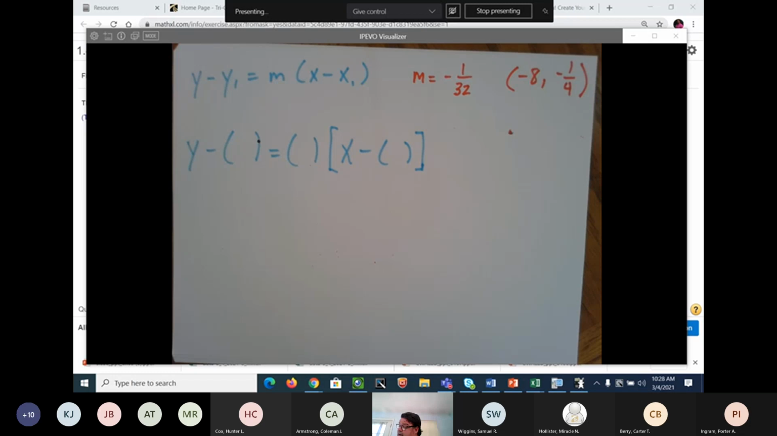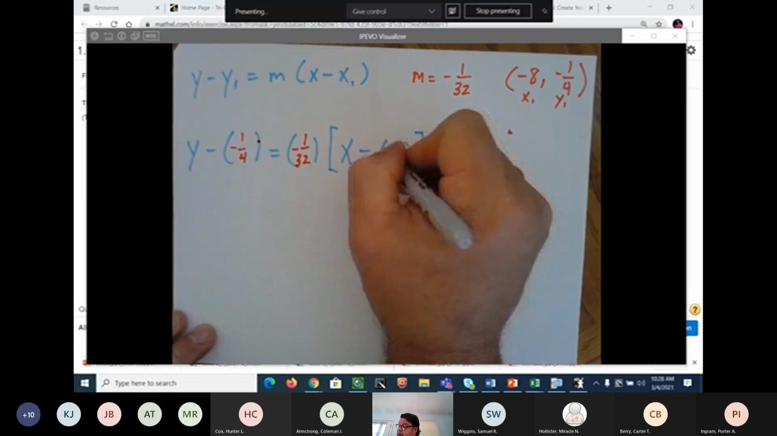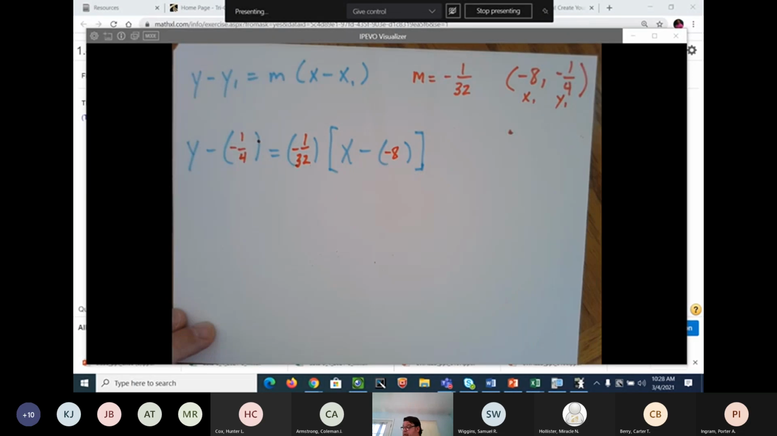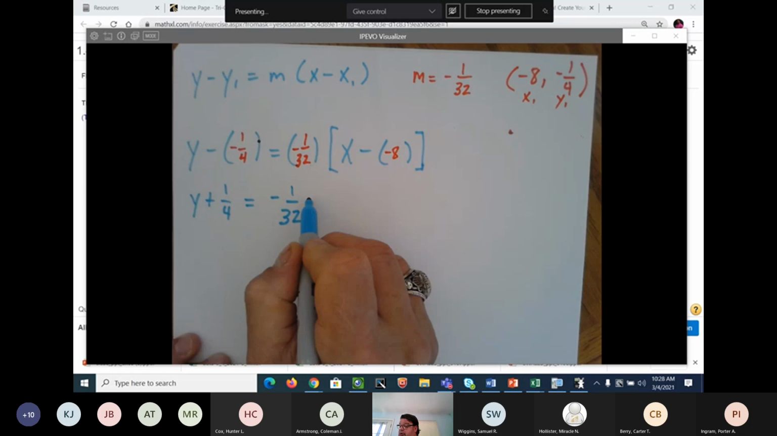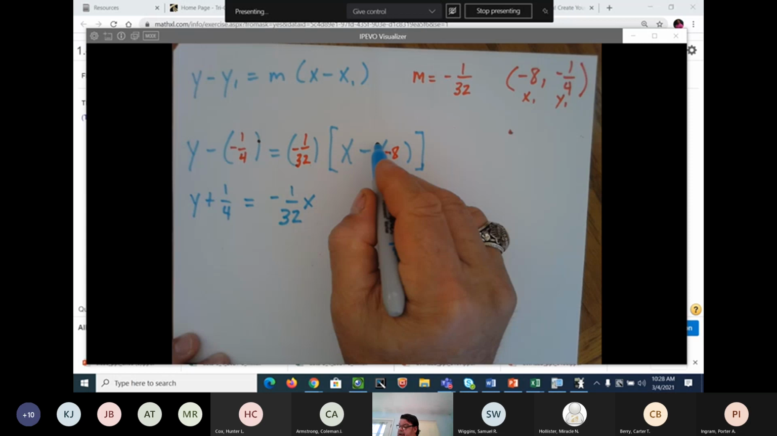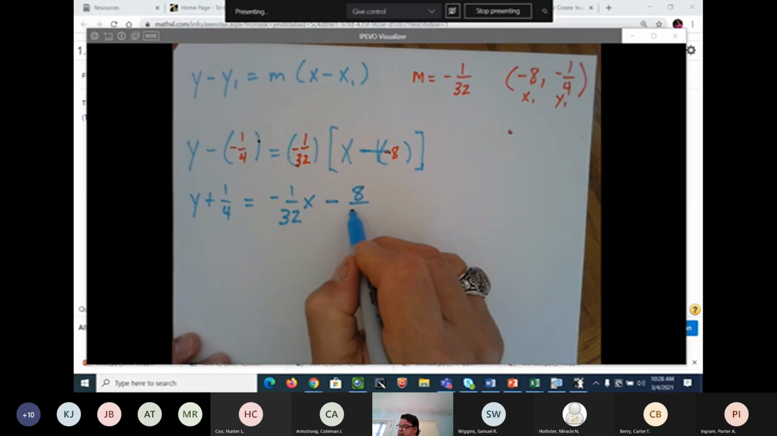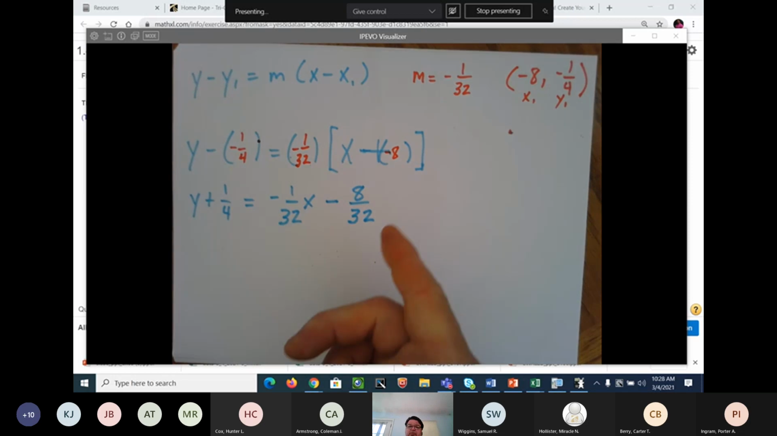Negative 1 over 32. This is x sub 1. This is y sub 1. So negative 1/4 and negative 8. Solve. Nothing but algebra. y plus 1/4 is equal to negative 1 over 32 times x plus 8. Uh-oh, that's going to be a plus. And then negative times a plus is a negative 8 over 32. Yes, that can be simplified, and we're going to simplify it.